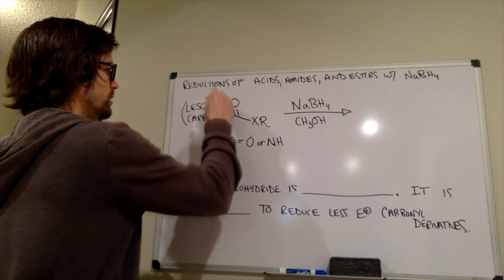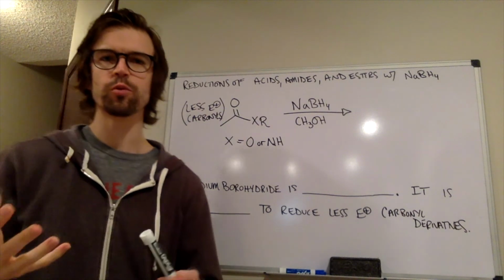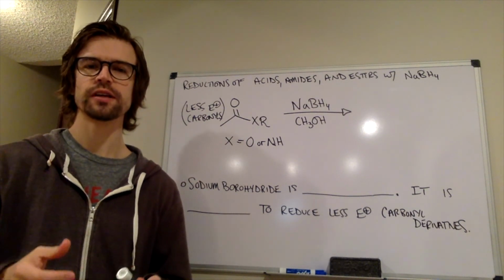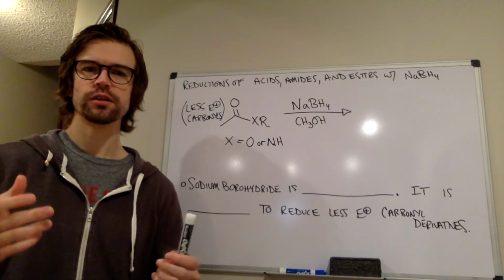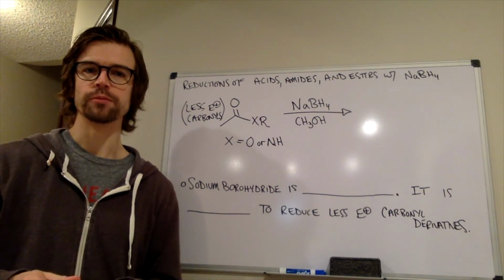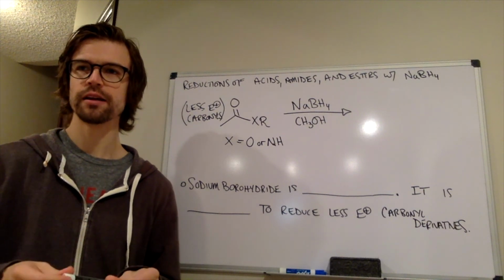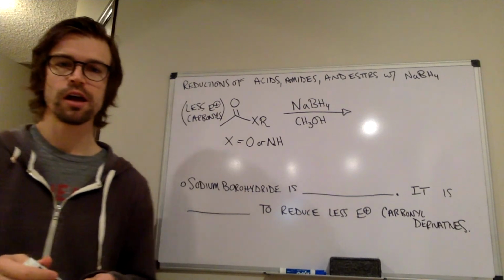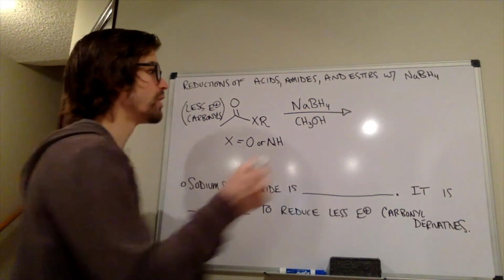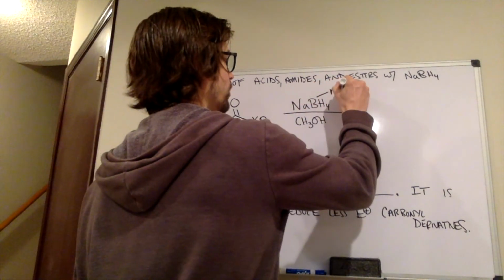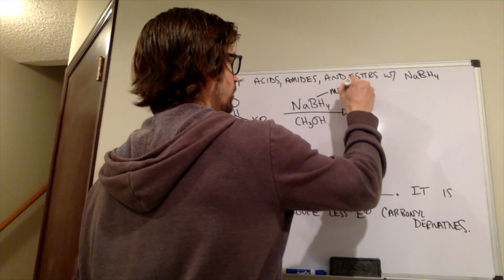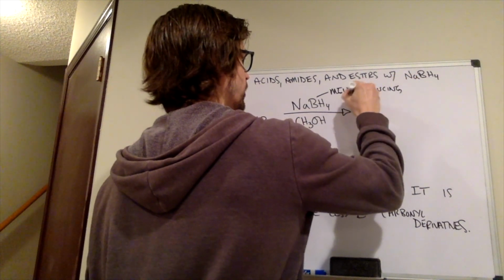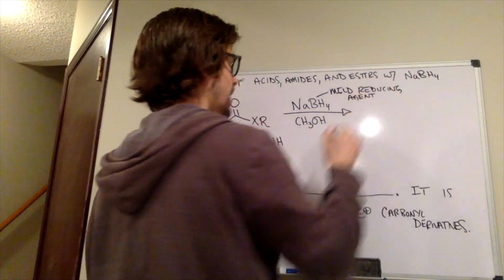And what I want you guys to try and remember now is, was sodium borohydride our strong reducing agent or our weak reducing agent? Was it mild or was it really strong? So take a minute to think about that. Make your selection. Sodium borohydride was the more mild. This is our mild reducing agent. We mentioned that last time.